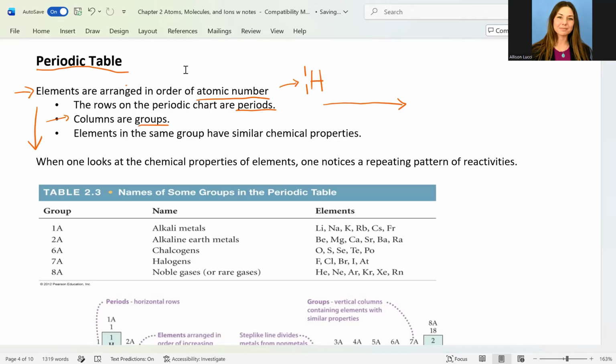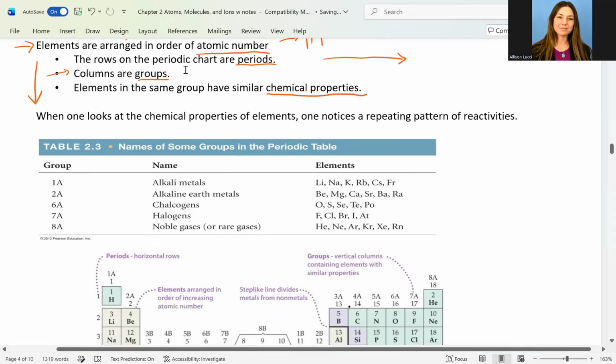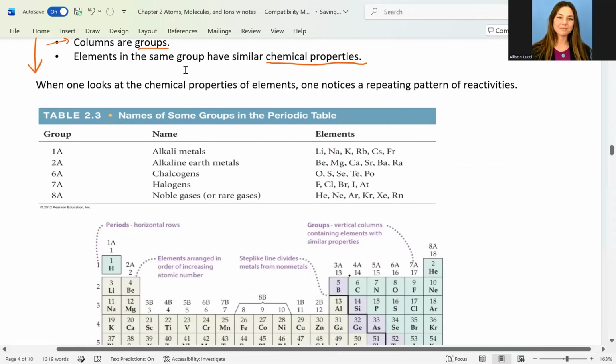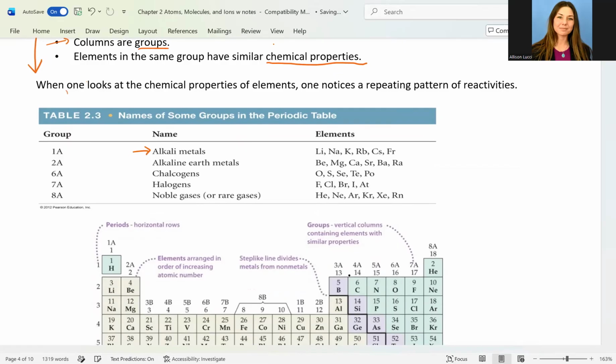Elements that are in the same group have the same reactivity and similar chemical properties, we're going to see. So let's take a look here at some of these groups that have specific names. So we see here in group 1A, the main group 1 elements have the common name alkali metals, and that includes these elements listed over here. So we have lithium, sodium, potassium, rubidium, cesium, francium.